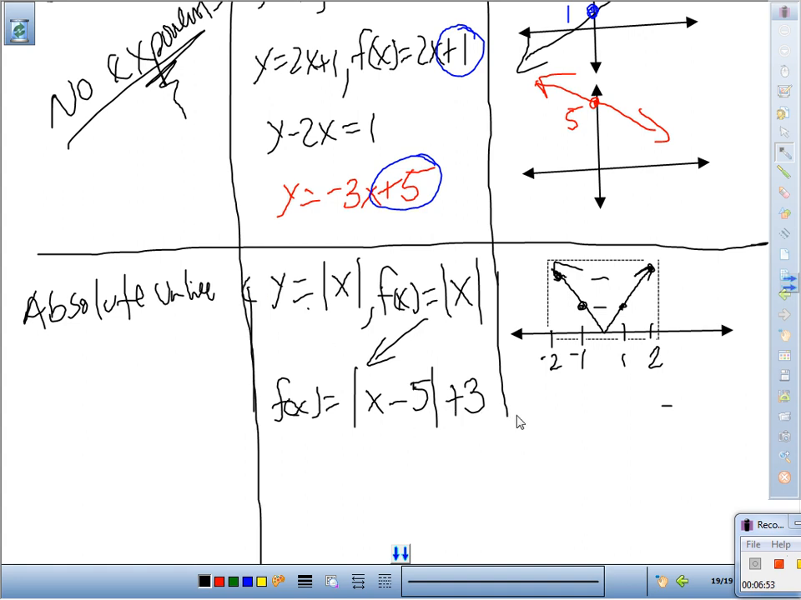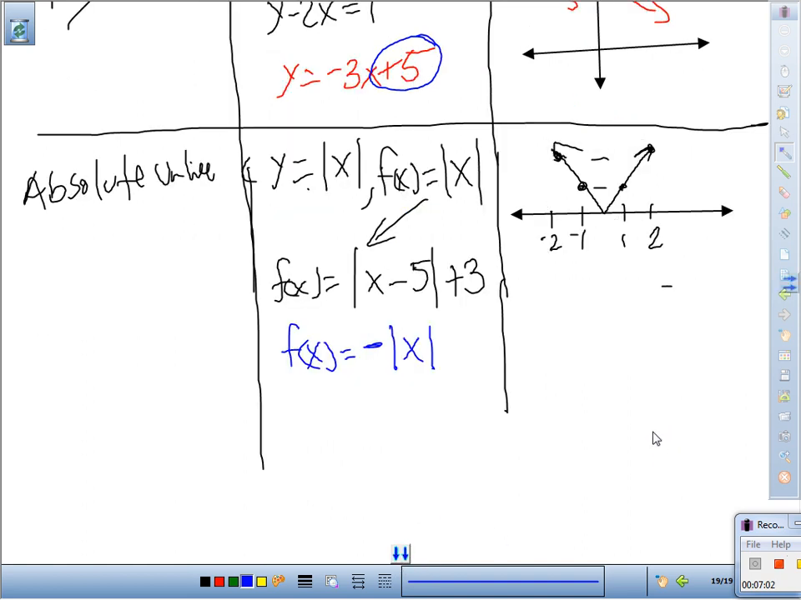Next. Look. What if it looked like this? f of x equals negative absolute value of x. What happens to the original? Invert. There you go. Do you want to add a transformation to that? Okay.